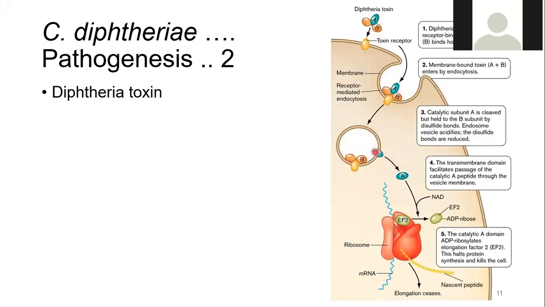Now, once in the cytosol, the active subunit detaches from the binding subunit, and gets released through the vesicle membrane into the cytosol. Once it gets into the cytosol, then together with NAD, it causes ADP ribosylation. That's addition of an ADP ribose to the elongation factor. Once that elongation factor gets ribosylated, it stops the synthesis of proteins, and because there's no protein synthesis, the cell cannot survive, and that kills the cell.